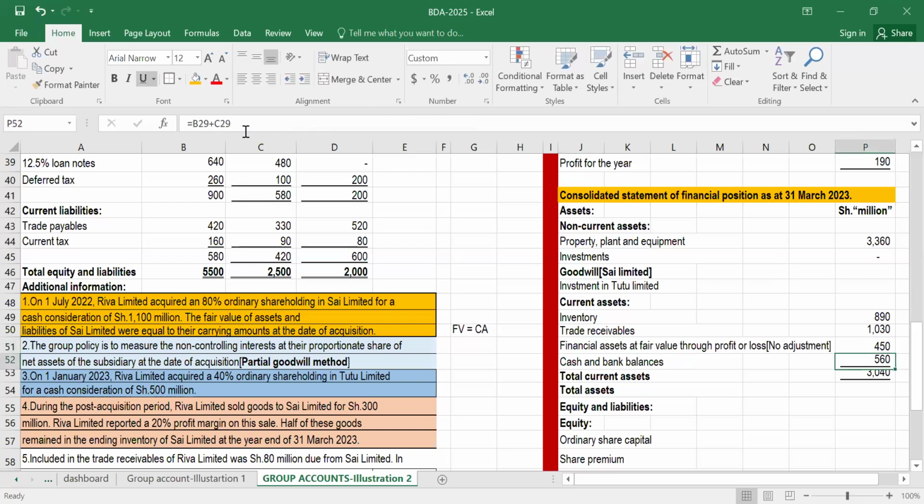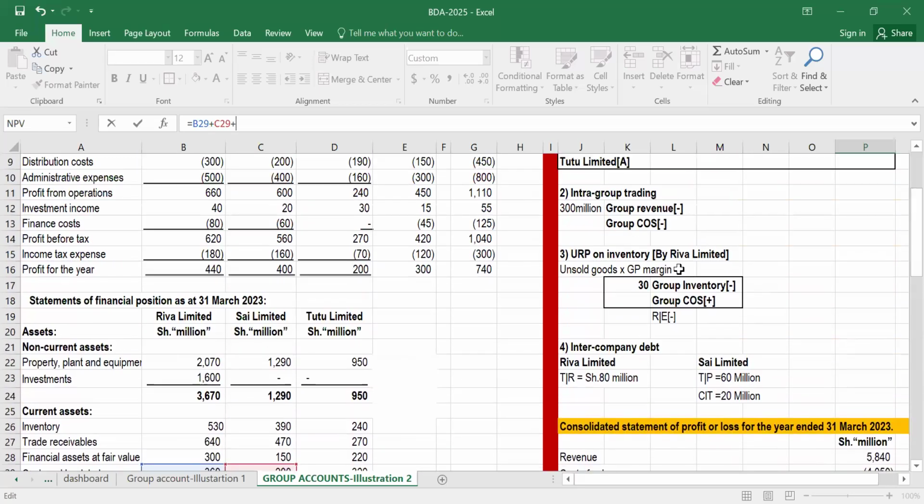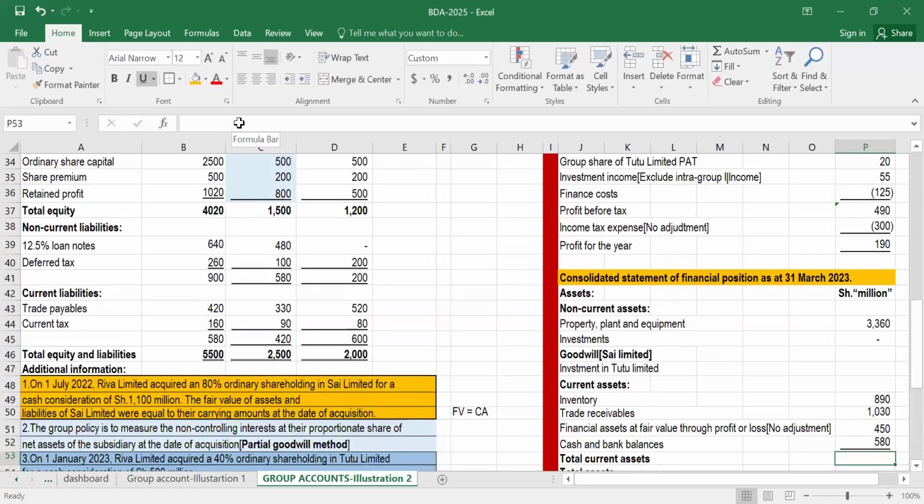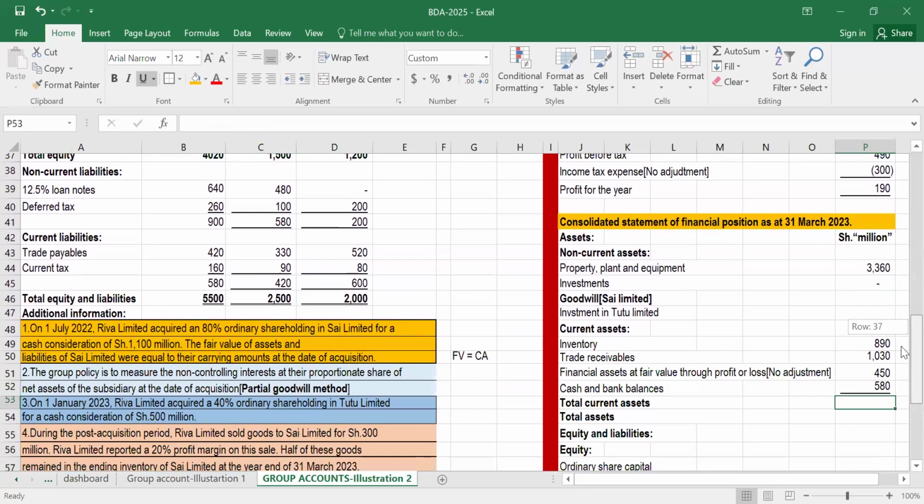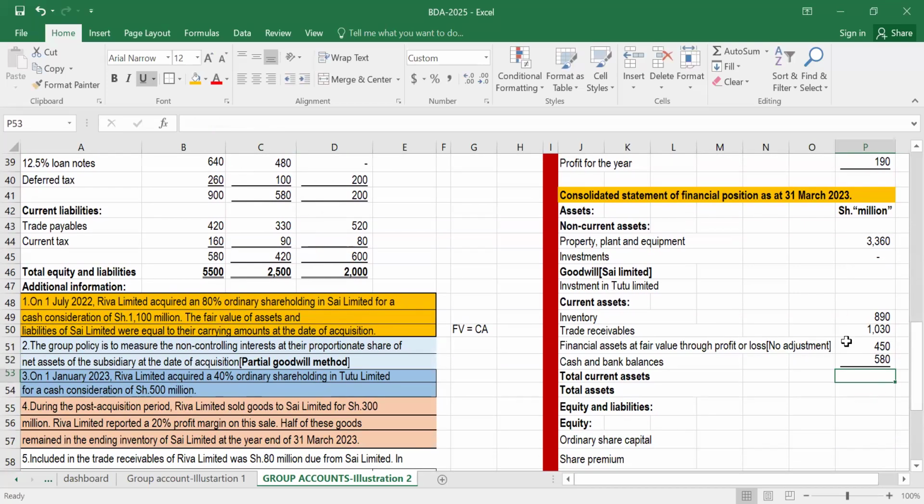What about the cash? Yes, we have an adjustment for this. So I need to undo this one. To this we need to add the cash in transit. The cash in transit was how much? As per this working, the cash in transit was 20 million. So we add 20, and then we enter. That basically will give us the final figure.